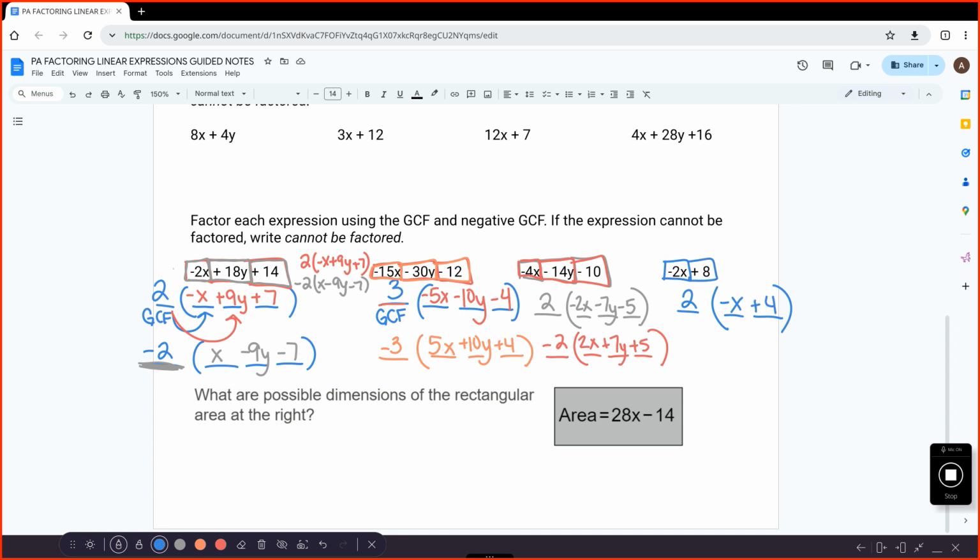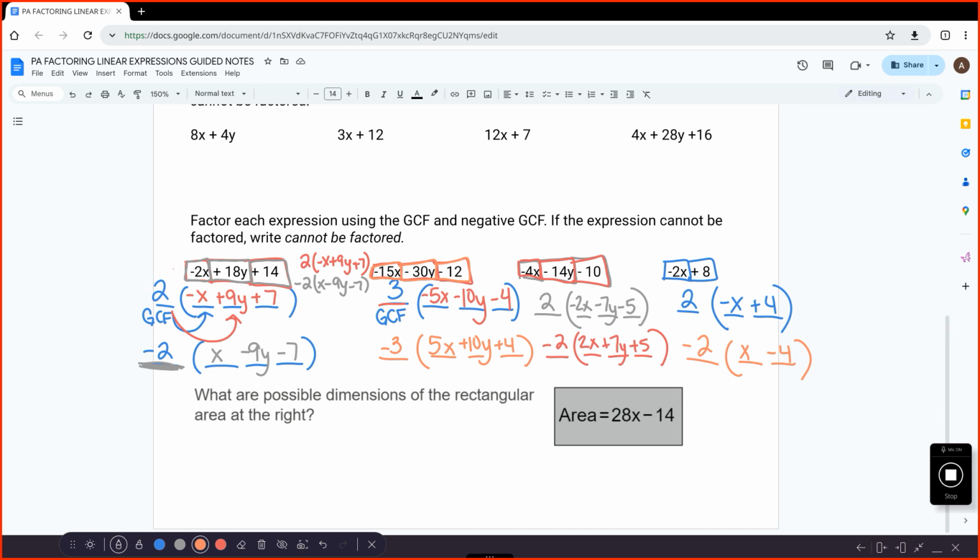We're going to do the same thing here with our negative GCF. So the negative GCF would be negative 2. Negative 2x divided by negative 2 gets you positive 1x. 8 divided by negative 2 gets you negative 4. All right, and now we have this example here.